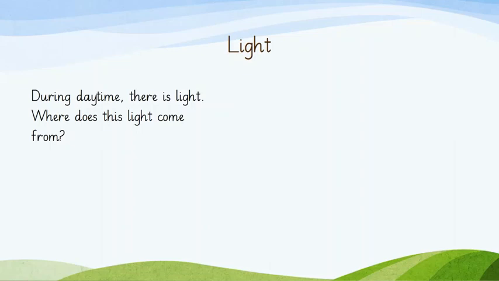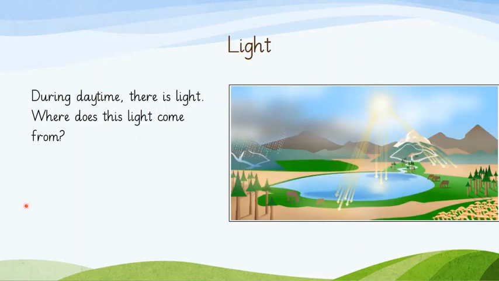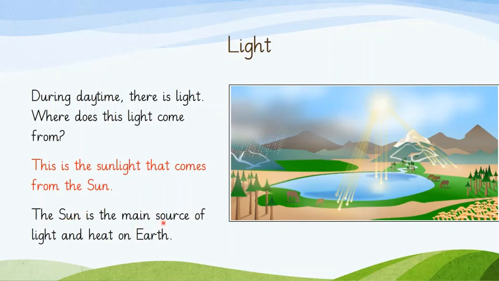Another factor important for life is light. During daytime there is light. Where does this light come from? You can see this is the picture of a day. The light that you see is coming from the sun. The sunlight comes from the sun. Sun is the main source of light and heat on the earth. So where does this light come from? The light that we see on the earth comes from the sun.